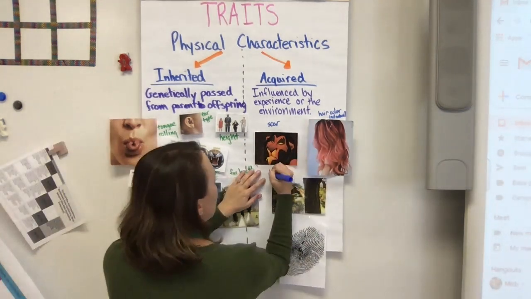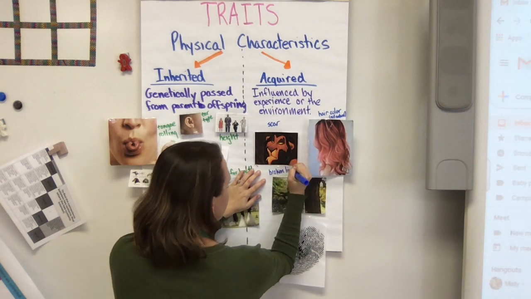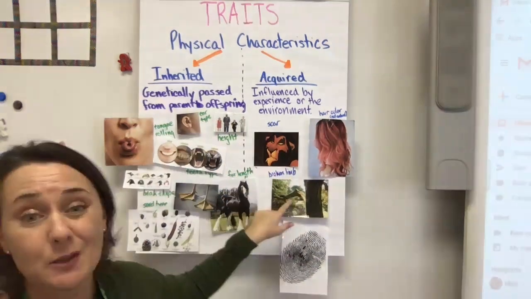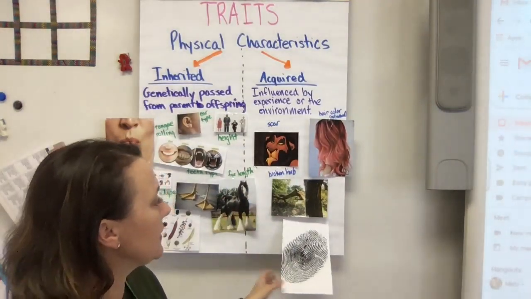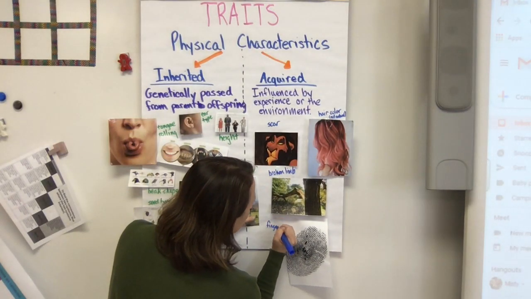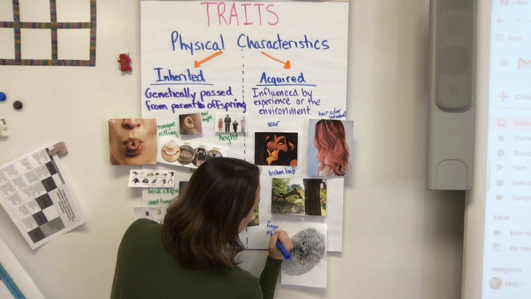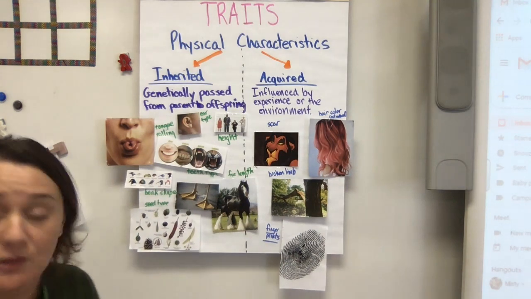This is a broken limb, acquired. And broken limb can also mean, with a human, a broken arm. That's acquired. And then the last one down here is fingerprints. Fingerprints are acquired. Please make sure your teacher lets you watch the video on how fingerprints are acquired after conception.